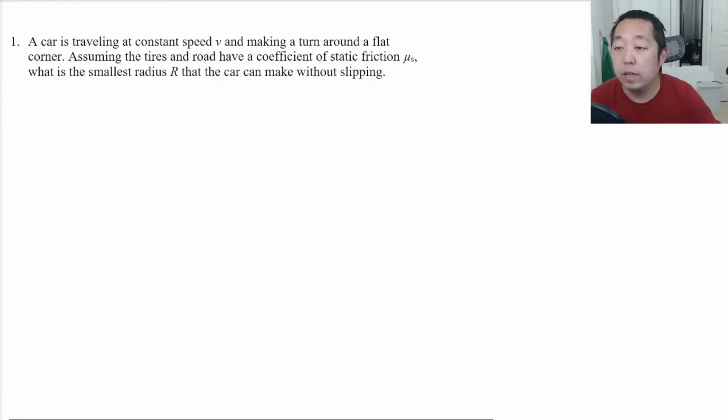So a car is traveling at constant speed, v, and making a turn around a flat corner. Assuming the tires on the road have a coefficient of static friction μs, what is the smallest radius r that the car can make without slipping?